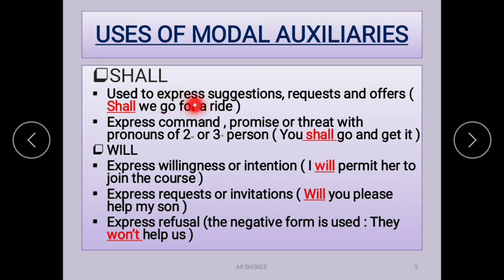So shall is used to express suggestions, requests and offers, to express command, promise or threat with pronouns of second or third person. It is very important.